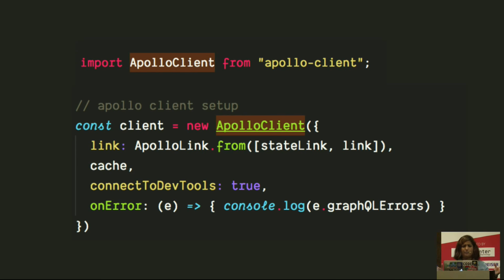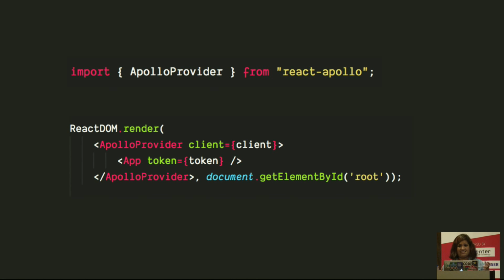And this is how you set up your Apollo client. You import Apollo Client from Apollo Client, and you pass link and cache. Whether you connect to DevTools, true or false, depends on you. Here's your Apollo client setup. The next step is to connect your client and the server. For that purpose, you use React Apollo. You wrap your app with the Apollo provider, and you pass in the client.